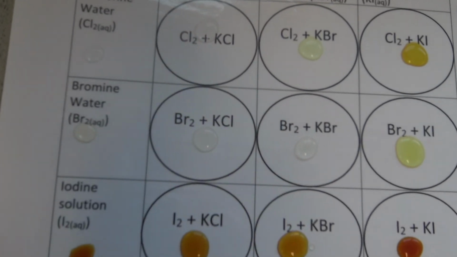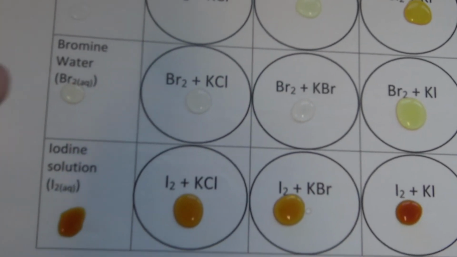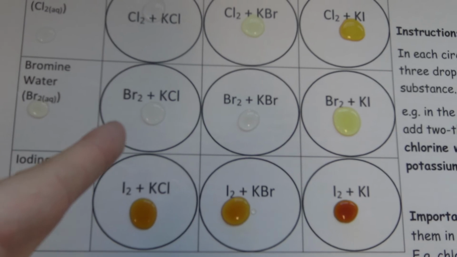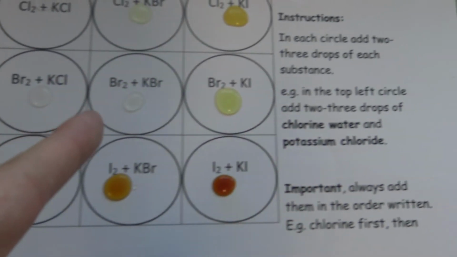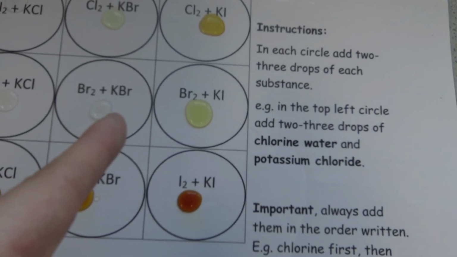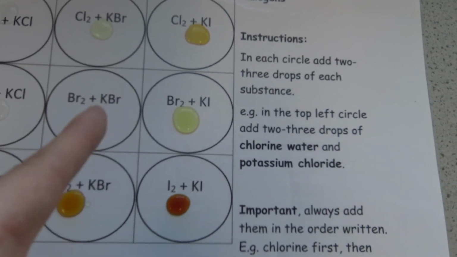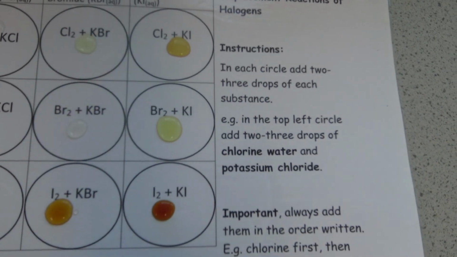Bromine water is actually colourless as well. It doesn't really have any colour to it. Bromine plus potassium chloride, well, it stayed colourless. Nothing's going on really there. Bromine and potassium bromide, well, same reactivity, just like with the chlorine example.